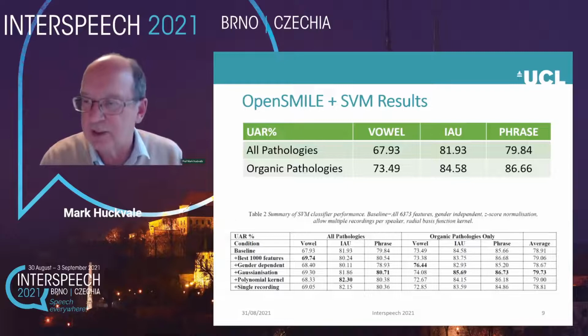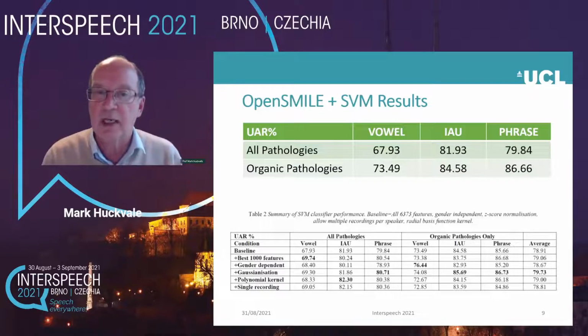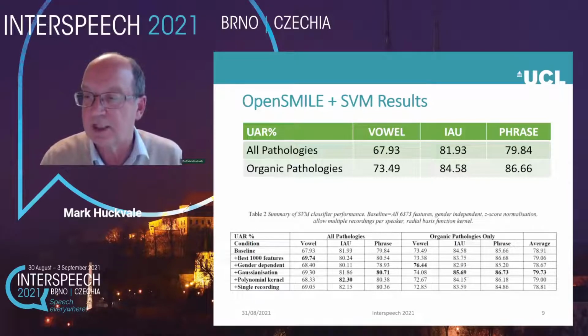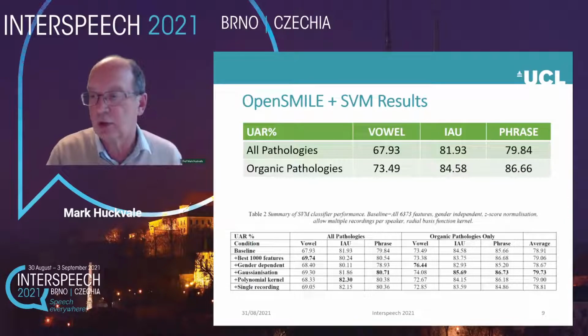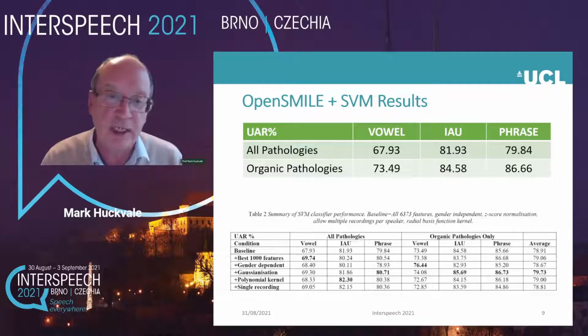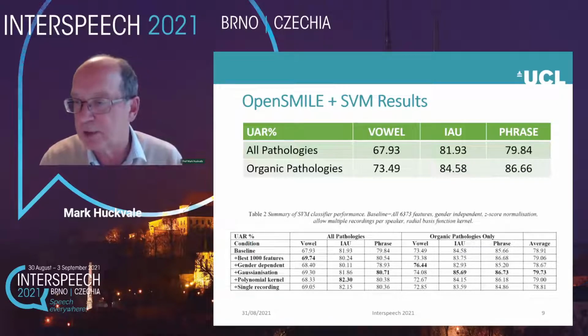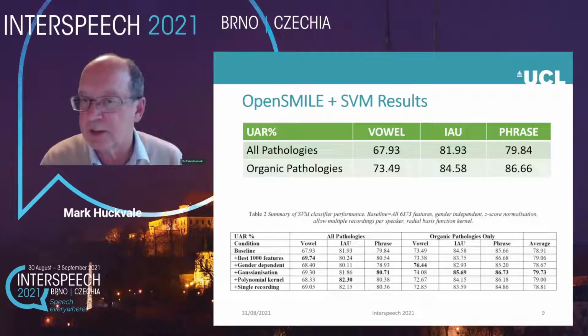Broadly speaking, you're getting about 70% or so accuracy of detecting voice disorders from an isolated vowel. You're getting about 80% from the combination of E, R, and U, or from the phrase. If you just restrict the problem to contrasting control recordings with organic pathologies, then performance goes up a small amount. So you get to about 75% for the vowel and 85% for the combination of vowels and the phrase.